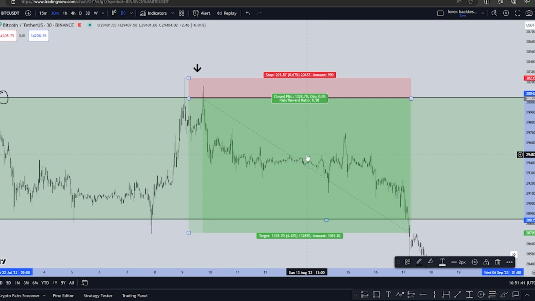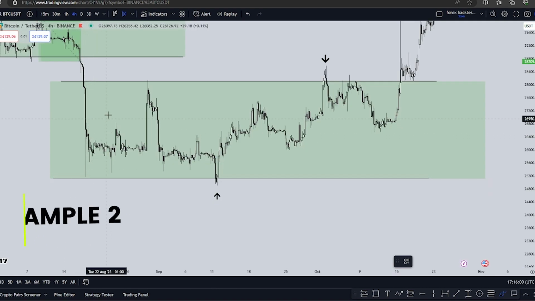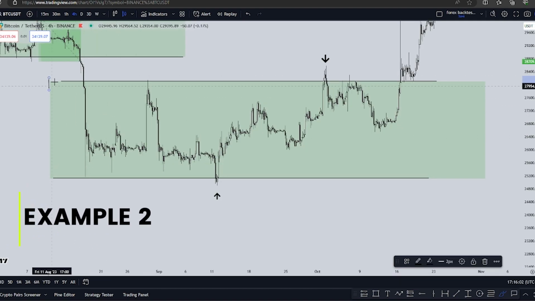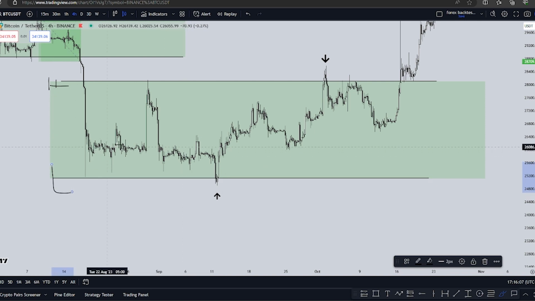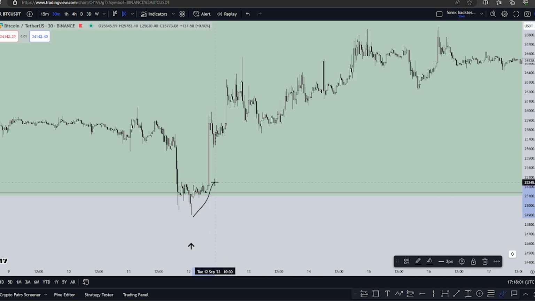Now let's move to our second example. So for example 2, you can see we have this range. This could be considered as the range high. This could be considered as the range low. Price came on the 4-hour and took out all these lows, as you can see by this. So now zooming into the 30 minutes, as soon as price closed back inside this range, you could have punted along with target at the highs.